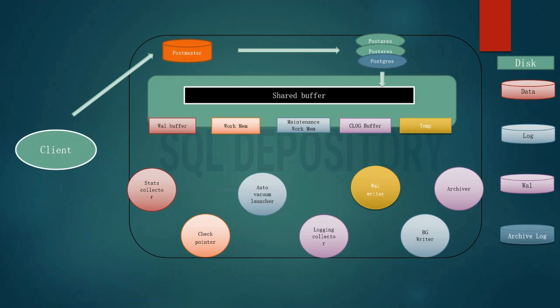This Postgres process will connect with the shared buffer, and suppose for example, the client has requested the result of a select query. For this, it will get all the required data pages from the data file in the disk into the shared buffer, and then it will serve the request.